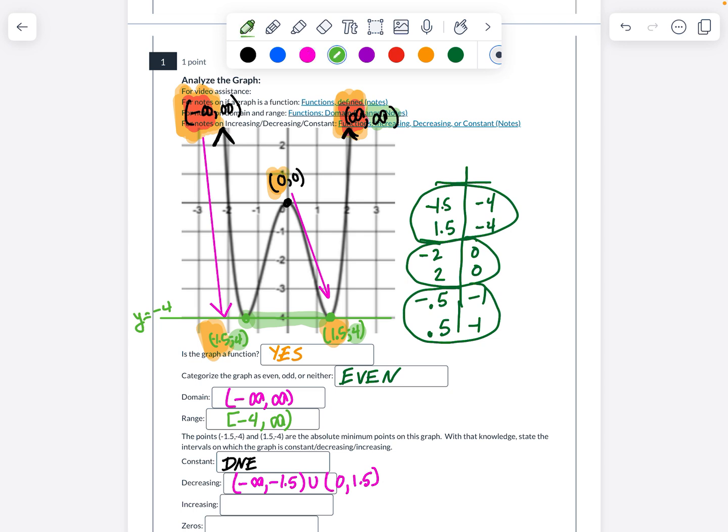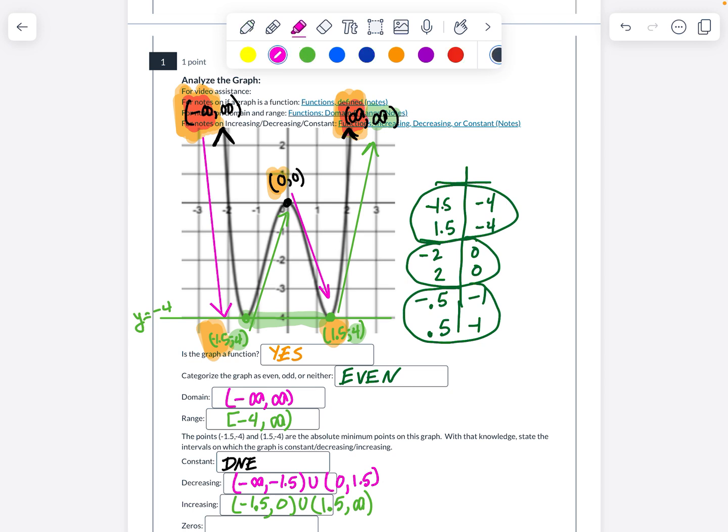Increasing is where it is headed up. It is headed up between negative 1.5 and, that's a decimal, 0. And it is headed up from 1.5 to infinity. So that is where it is increasing.